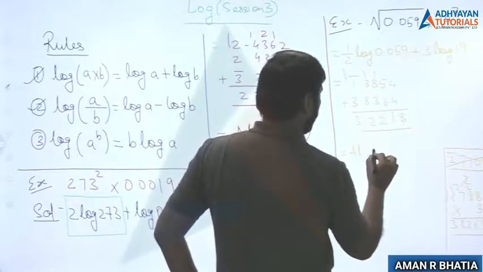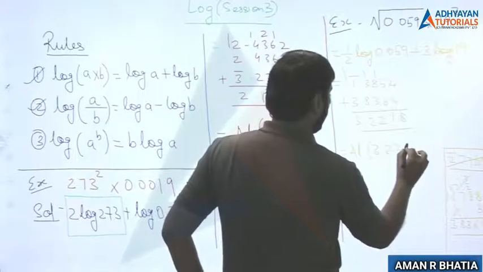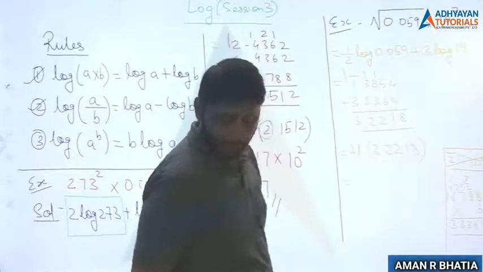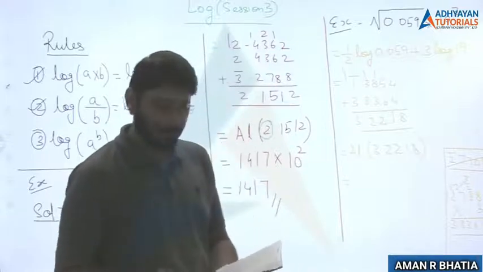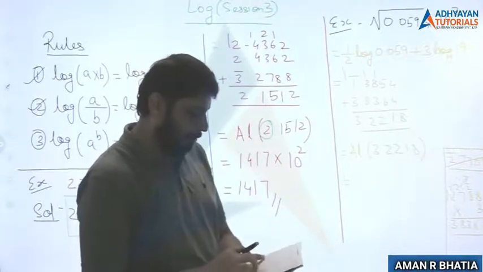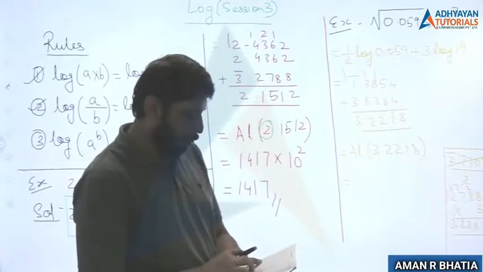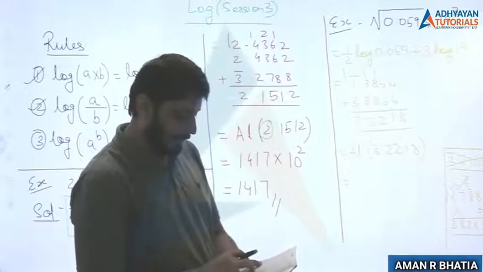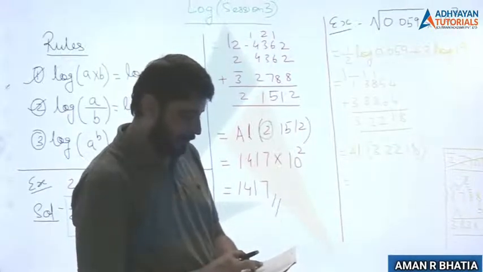antilog of 3.2218. So 0.2218, I go to the antilog table. Okay, I hope that you all are solving along with me. I'll go to the antilog table, I'll find out 0.22. 0.221 is 1663 and 8 is 3.